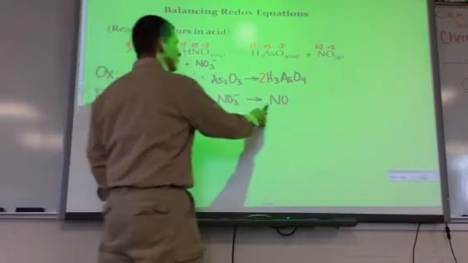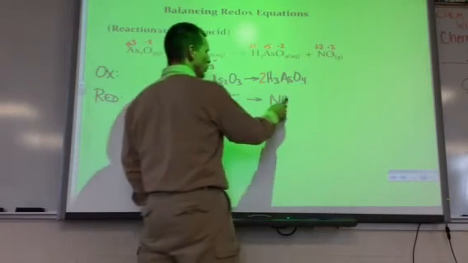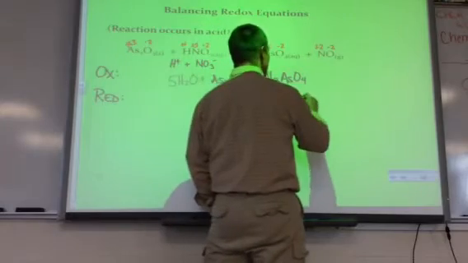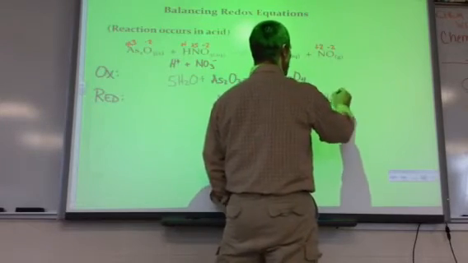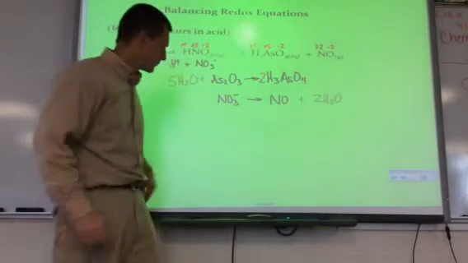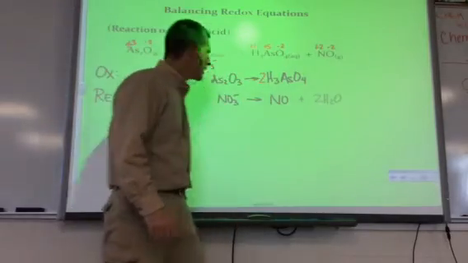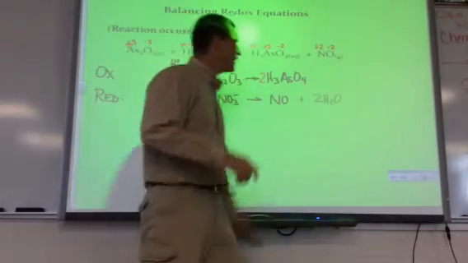So let's do the same thing for the reduction half. I got 3 O's there and only 1 O there. So I need another 2 oxygens over here. That means 2 water molecules. I set that marker down. Let's go on and do the next step.